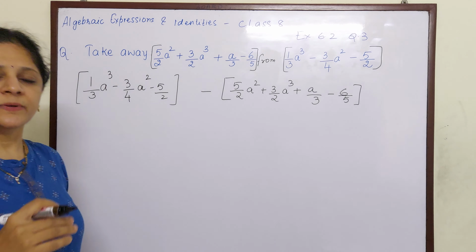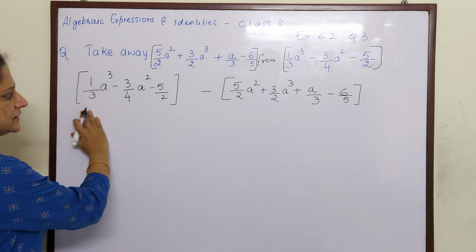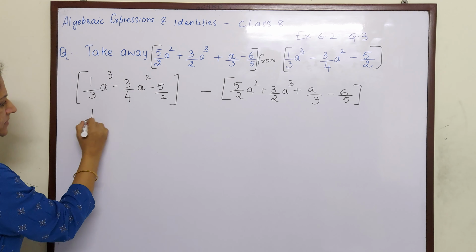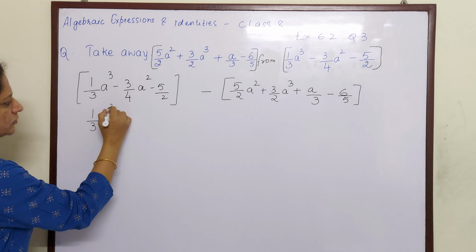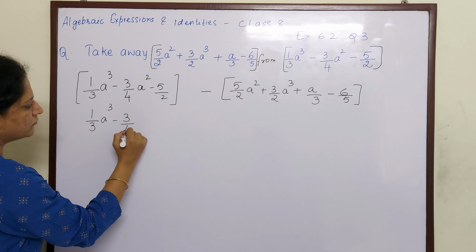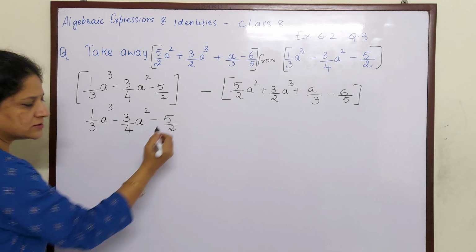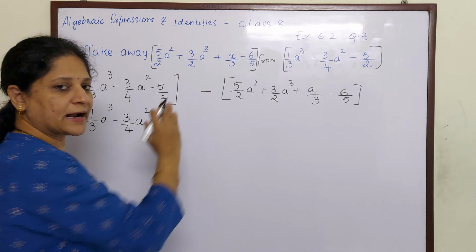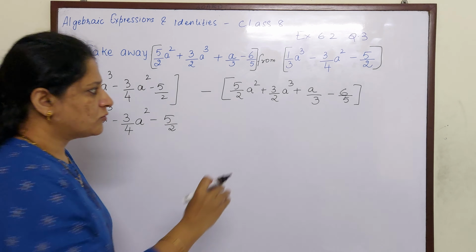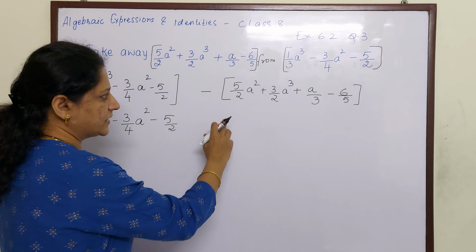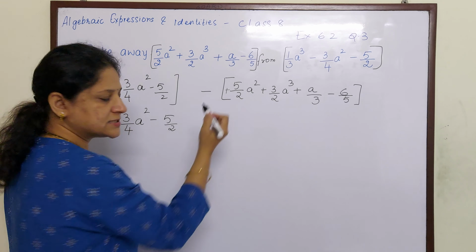Now our next job is to open the brackets. There will be no sign change in this first algebraic expression: 1 by 3 a cube minus 3 by 4 a square minus 5 by 2. Now children, here outside the bracket the sign is minus. So whatever signs are there inside the bracket will change. For example, now this has no sign, which means this is plus.